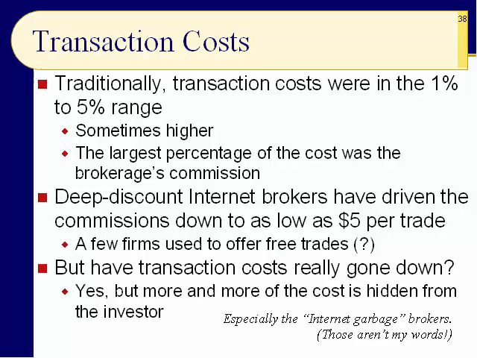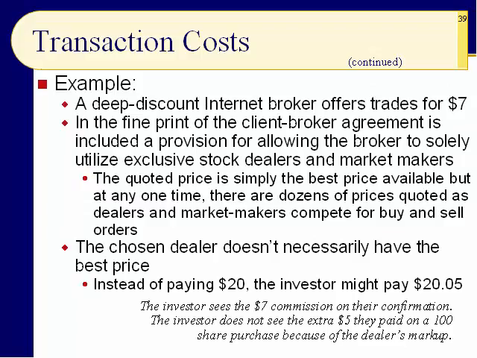So slide number, what are we on here? Slide number 39. Here's an example. A deep discount internet broker, which shall remain nameless, Scottrade, offers trades for $7. In the fine print of the client-broker agreement, is included a provision for allowing the broker to solely utilize exclusive stock dealers and market makers.